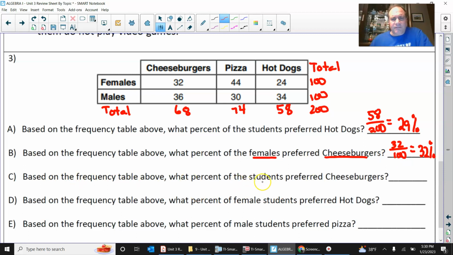What percentage of students preferred cheeseburgers? So all students. So over 200. And cheeseburgers, 68 of them.